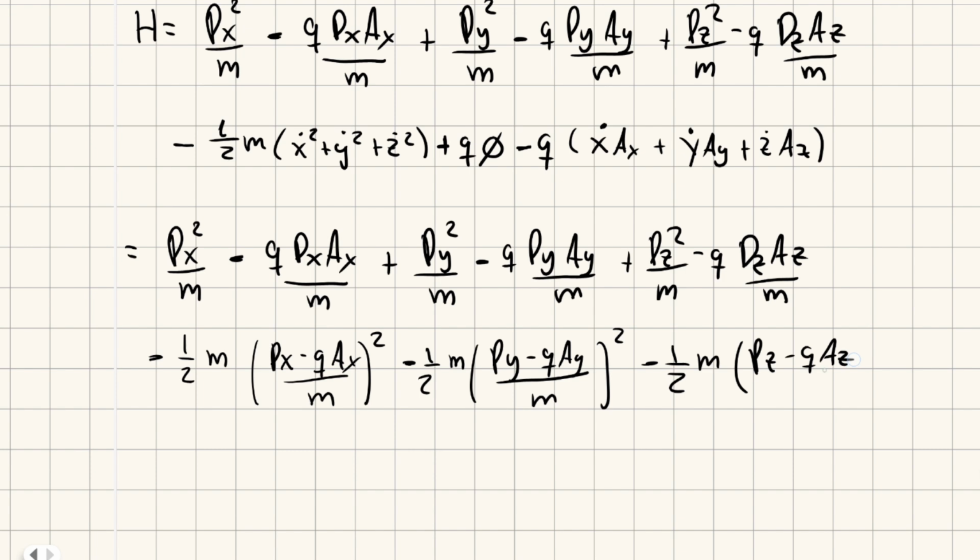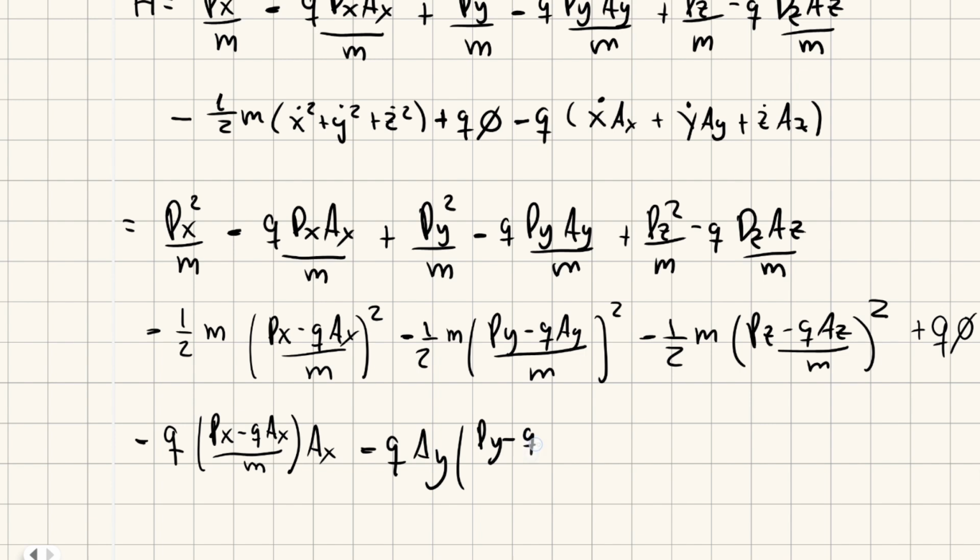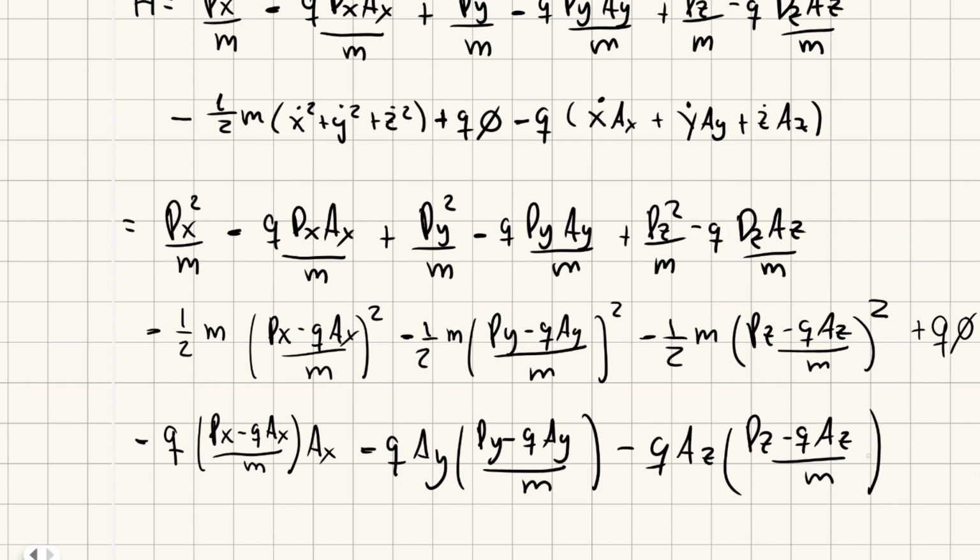pz minus q az divided by m, squared, and then we will add plus q phi, and then minus q x dot, but that is px minus q ax divided by m, times ax, and then minus q ay times py minus q ay divided by m, minus q az times pz minus q az divided by m.